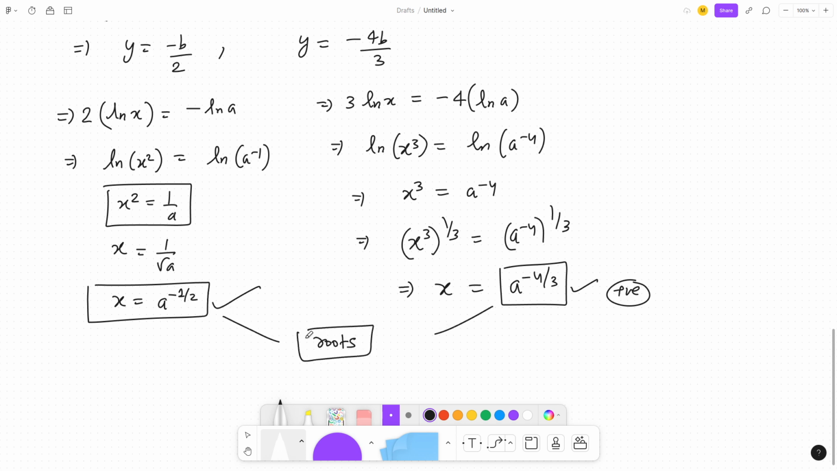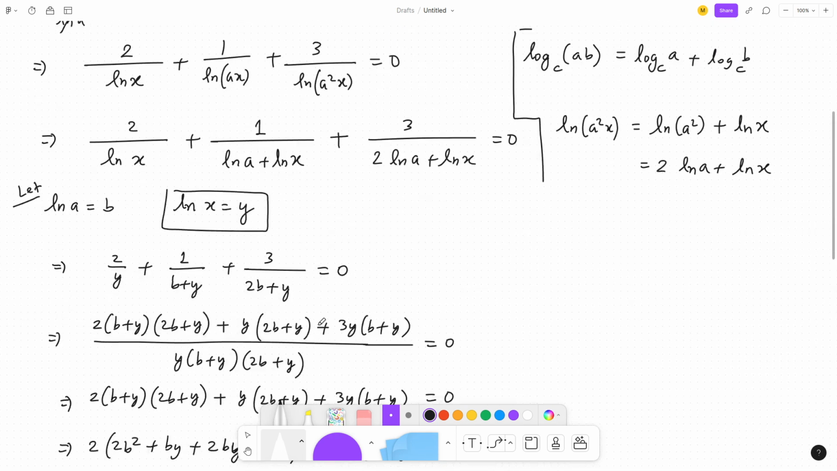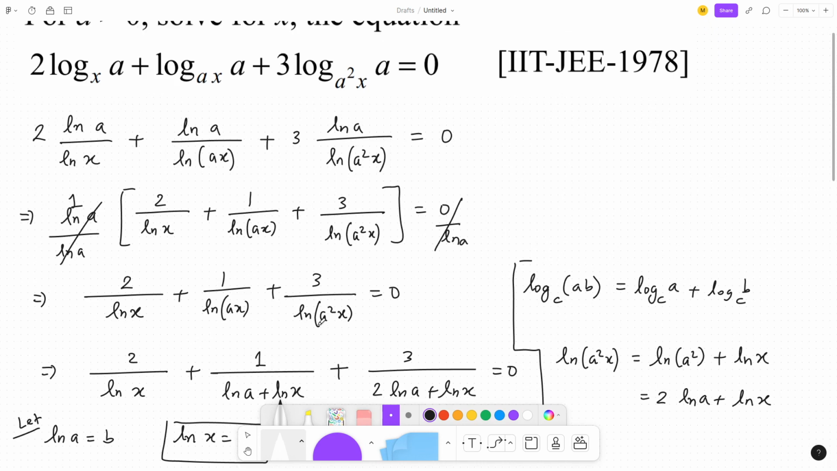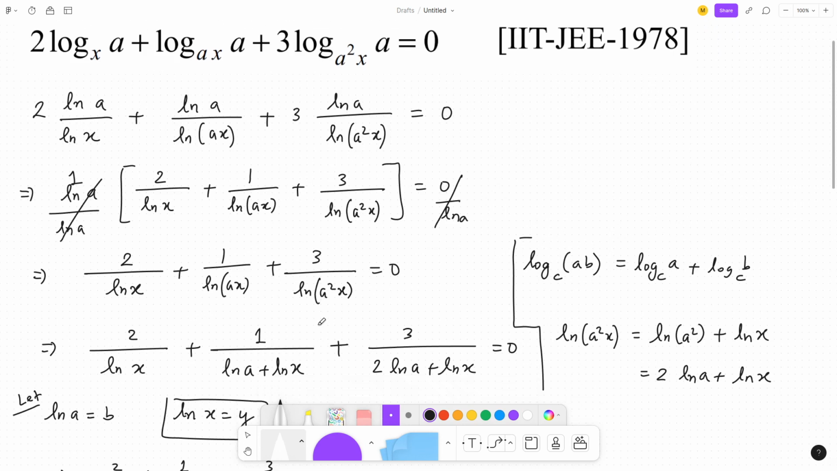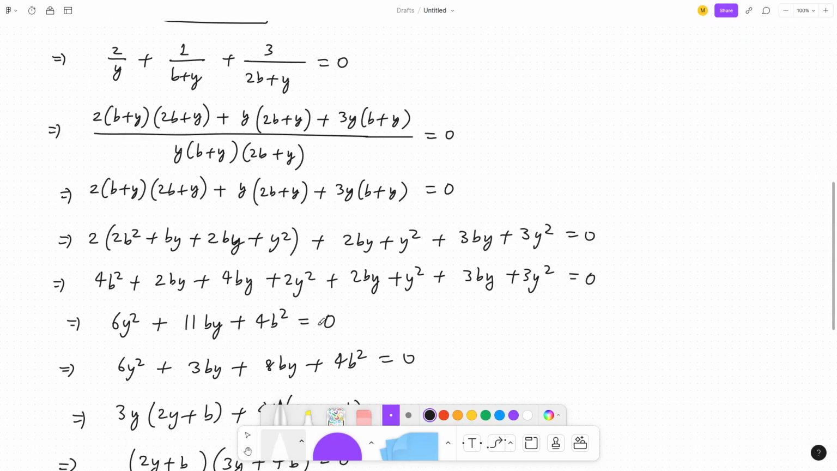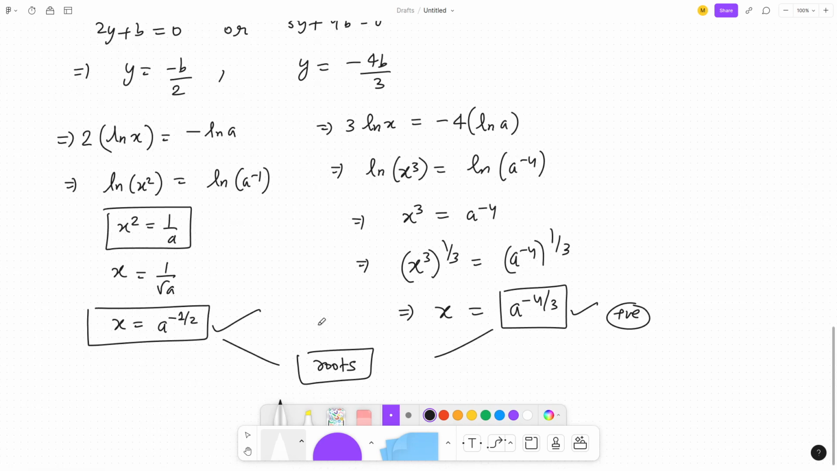I hope you liked it. Okay. And it's really a good question, right? It has many concepts. Okay. It has involved many concepts like quadratic equation and the properties of logarithms. Okay. So using all these properties of logarithms and basic algebraic manipulations, we got our answer. I hope you liked it.